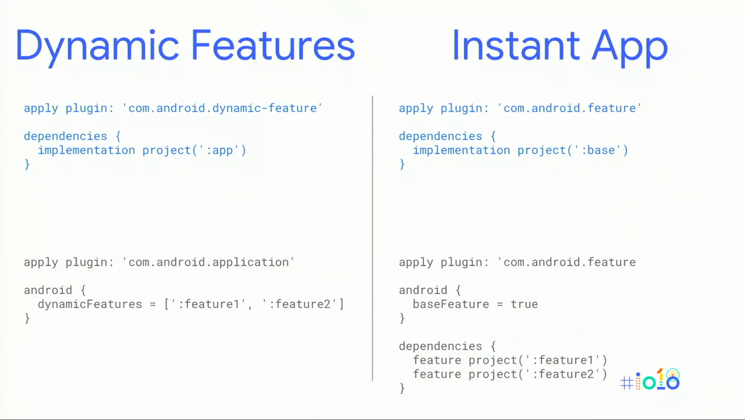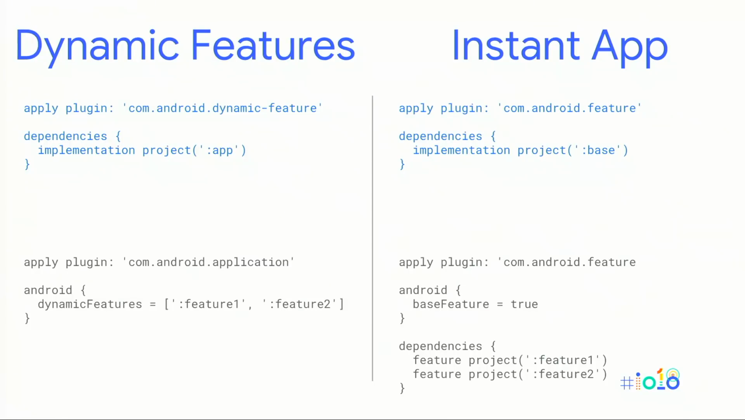If you used Instant App since last year, it probably looks somewhat similar. With Instant App, you have the feature plugin, which is used both for your features and for your base feature, except you have a small flag using baseFeature equals true. But the base feature also has to refer to all of those features using a slightly different DSL, which is not great and we will probably migrate to the dynamic feature version soon. But right now, you do it using the feature configuration.